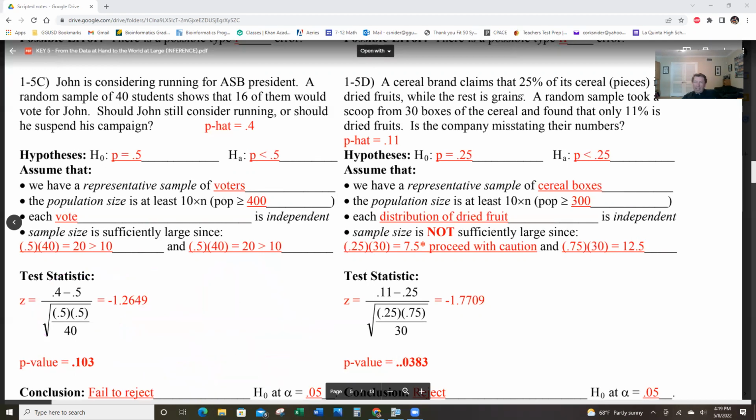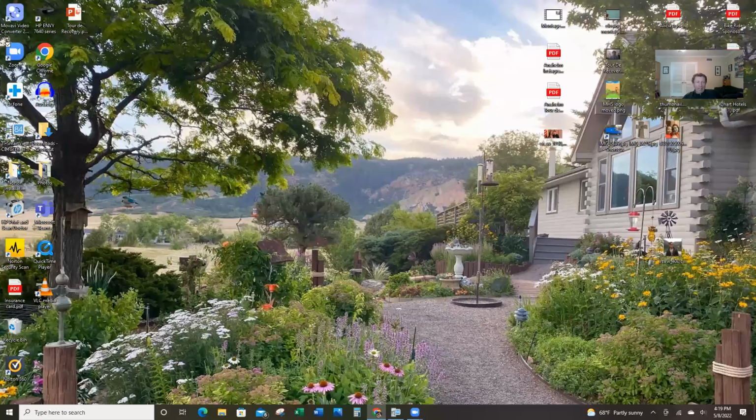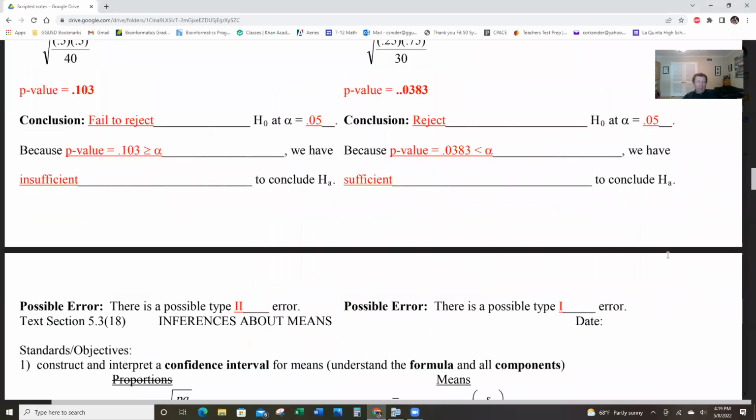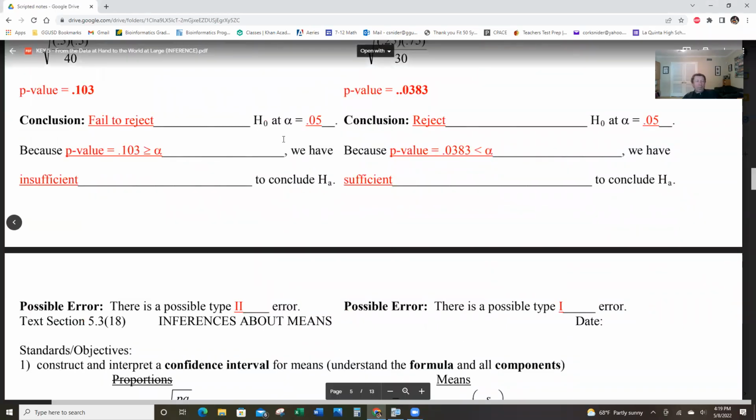And again, common sense is going to prevail a little bit here. Because if you get 16 out of 40 votes and you're hoping for 20 out of 40 to hang in there, that's not that big of a deal. So fail to reject. We have insufficient evidence to conclude HA. So he should hang in the race. And this is a possible type 2 error. Reject, possible type 1. Fail to reject, possible type 2. Okay.